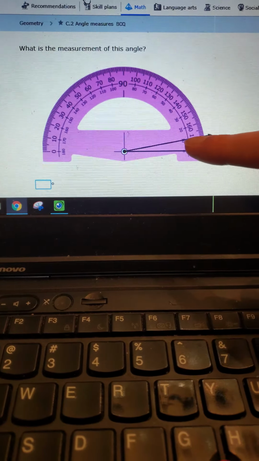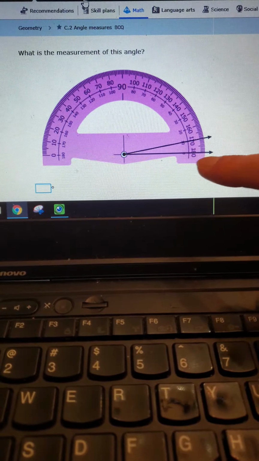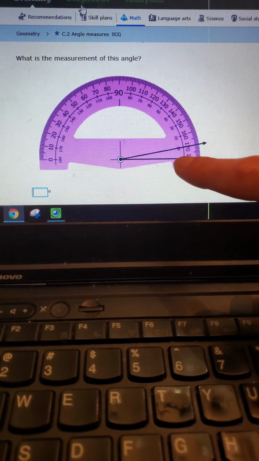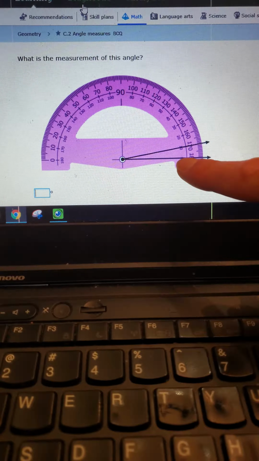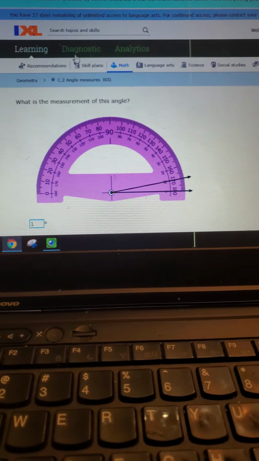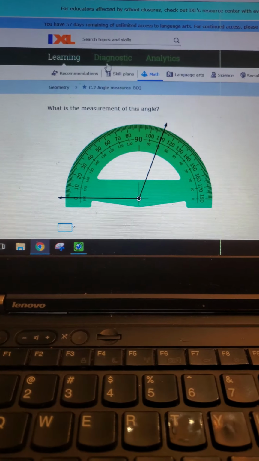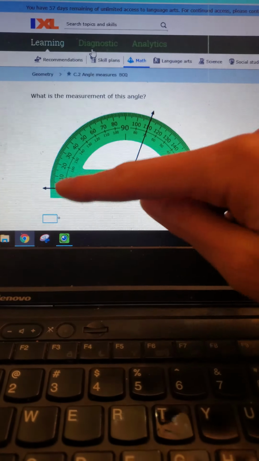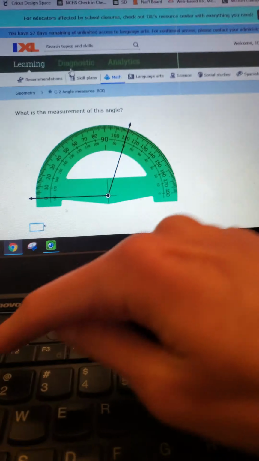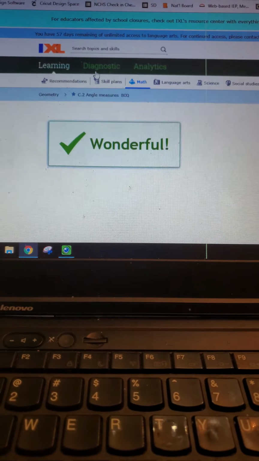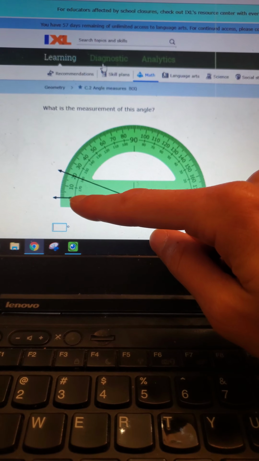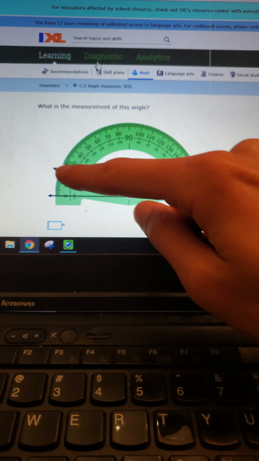So here, this is a very small angle. It's an acute angle, so we know we're not going to call it 170 degrees. We're going to start at 0, and we can just look up, and it's at the 10. So it's 10 degrees. Again, right here, start at 0. We'll go until we get to that other ray. It's at 110. Again, start at 0. Go till you get to the other ray, and it's at 20.